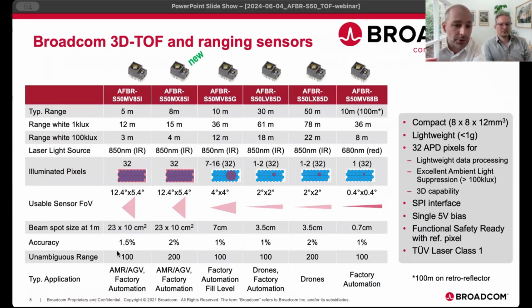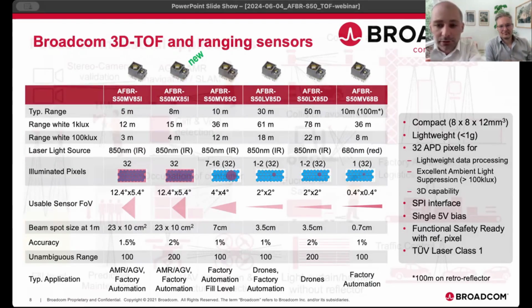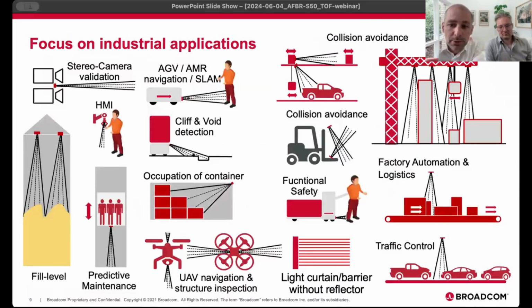Regarding the accuracy we're achieving, the typical accuracy ranges from about 1% for this 85G variant and goes up to about 2% accuracy for this extended range large field of view sensor. We have different applications for the different sensors, so they are optimized for the different use cases. Well, and this brings me to a slide with an application overview before I hand over to Volker.